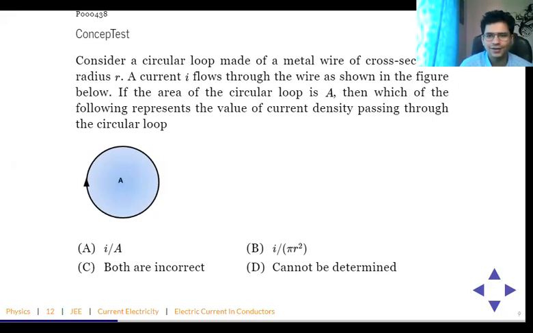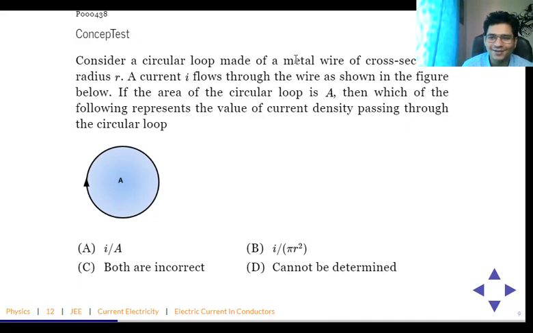Tell me, everyone, what is the answer? Everyone should answer, right? Think about it. It's a concept test. Guys, it is a concept test.